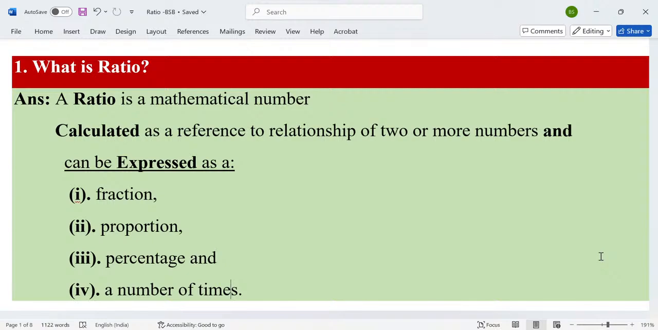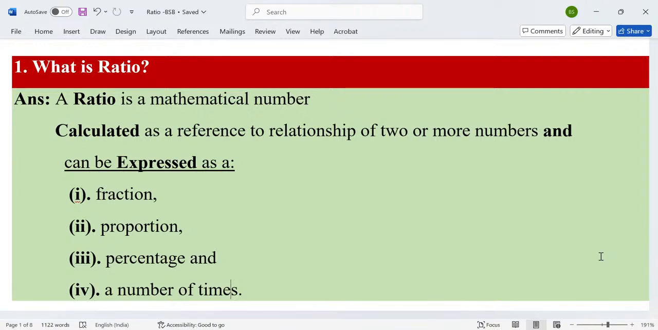And how can we express it? As a fraction, like 1/2, 2/3, 1/3, 3/4. Proportion, like 2:1. Percentage, like 10%, 20%, 30%. And number of times, like 2 times, 3 times, 4 times. So that's why ratio is a mathematical number calculated as a reference to relationship of two or more numbers and can be expressed as a fraction, proportion, percentage and number of times.